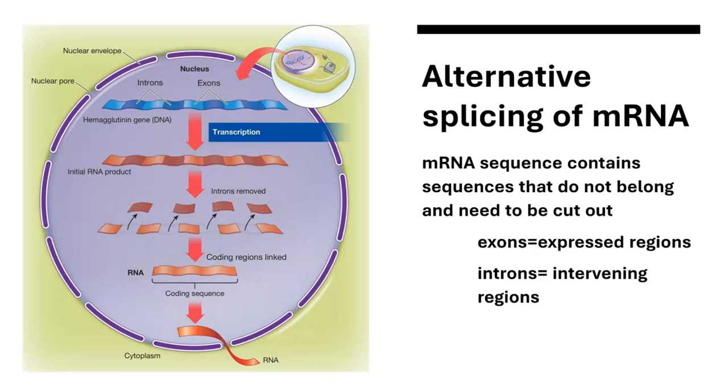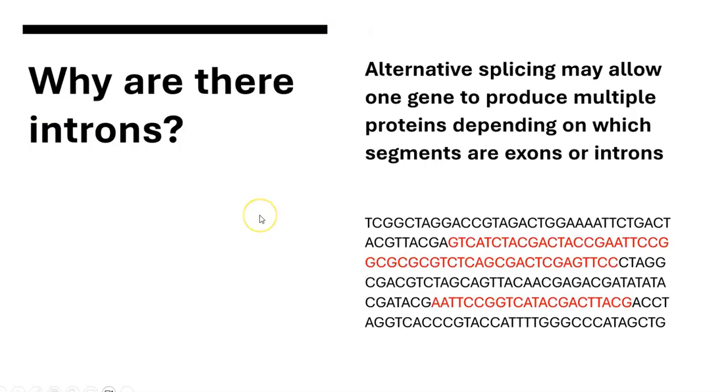And the introns are the areas that we've copied that do not have anything to do with the molecule that we're trying to make. And these are called introns or intervening regions. Sometimes we call them the interlopers. They're coming in and we don't need them. So why does this happen? Why do we have introns? Why are we copying information that's not needed for this molecule?